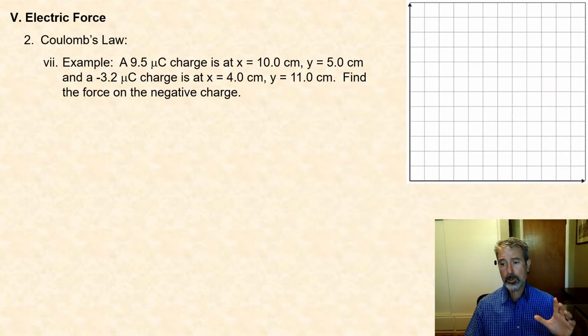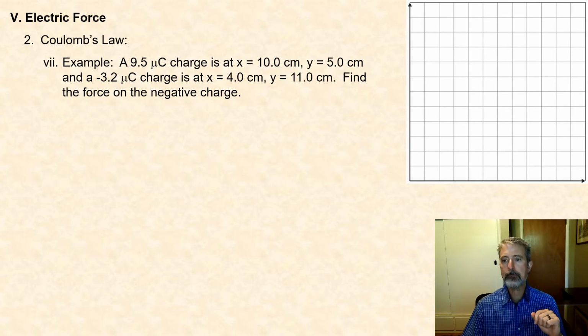All right, in this example, we will get some practice applying Coulomb's law and see how this new notation can be used. We're talking about the force between two charges: a 9.5 microcoulomb charge, located in terms of Cartesian coordinates x and y, and a negative 3.2 microcoulomb charge located at a different position in our coordinate plane. We want to find the force on the negative charge.